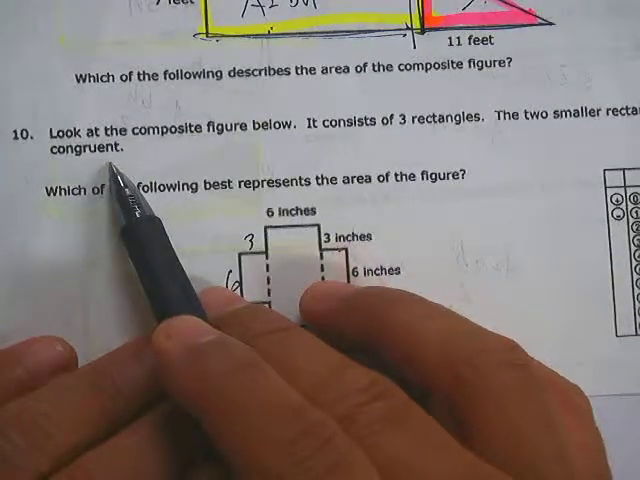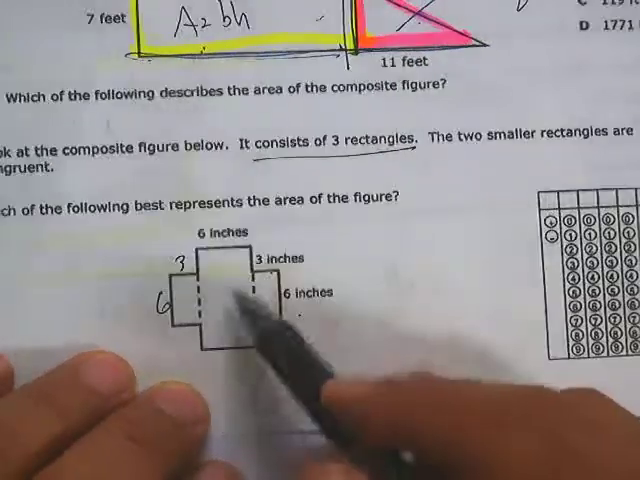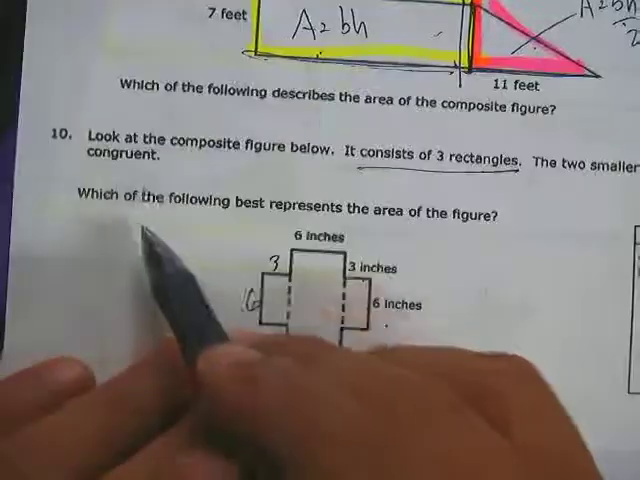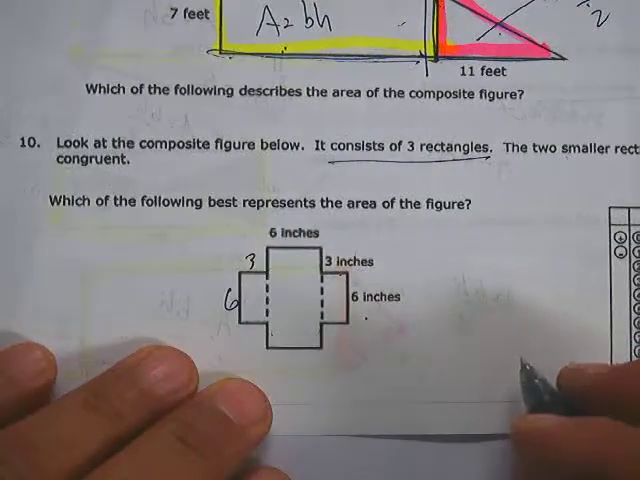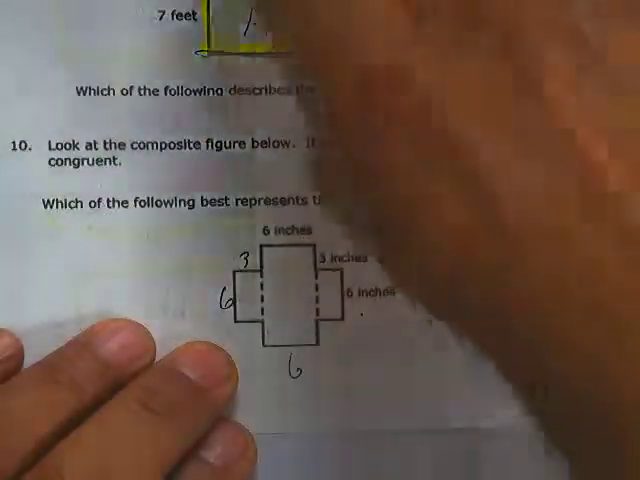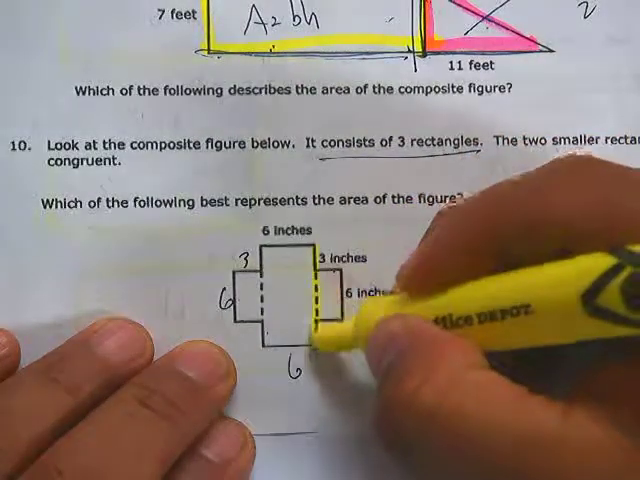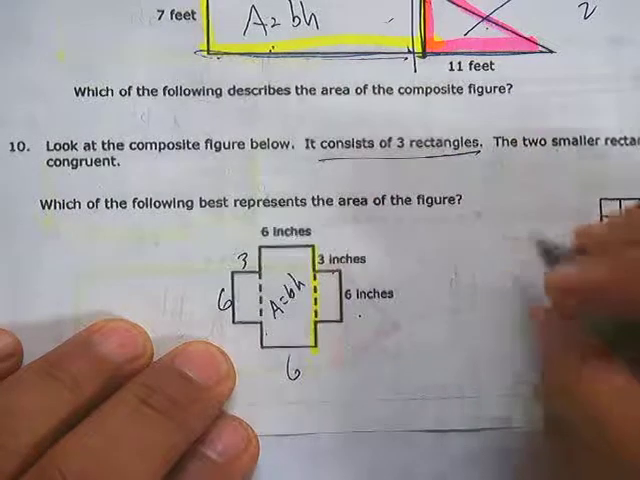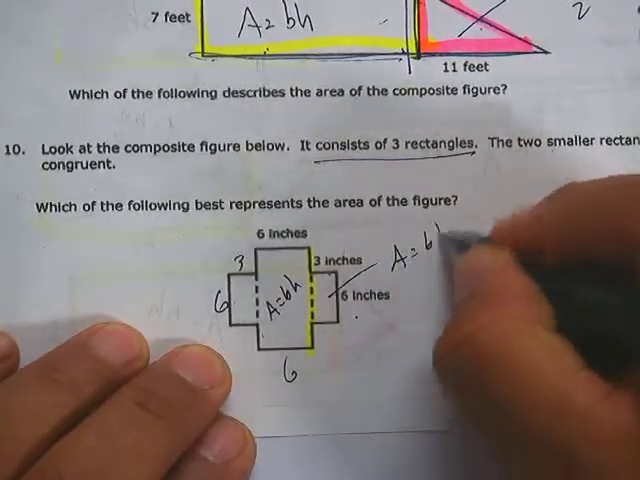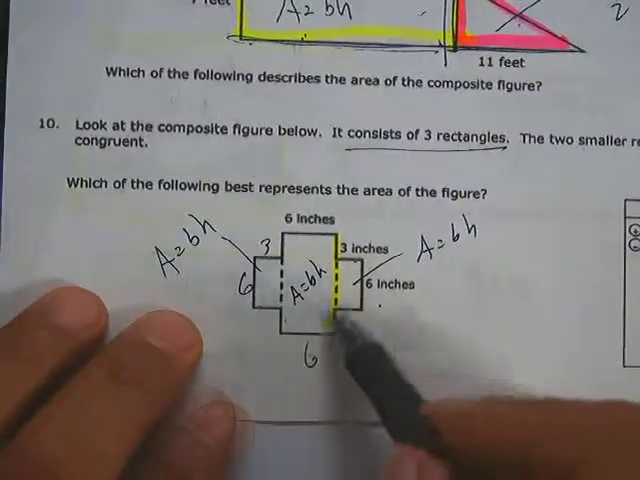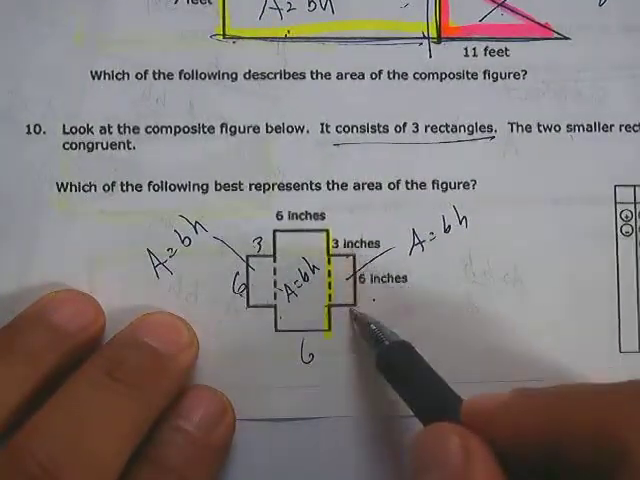And number 10 there, look at the composite figure, it consists of 3 rectangles. The 2 smaller rectangles are congruent. So that means if this is 3 and 6, well, the small one is also 3 and 6 on the other side because they're congruent. It says it has 3 rectangles. I can see them, 1 in the middle, 2 on the sides. The 2 smaller rectangles are congruent, so they're the same. That means this is 6, this is 6.